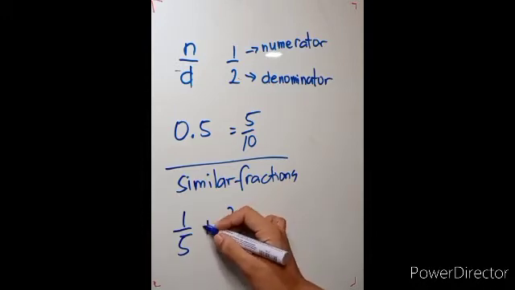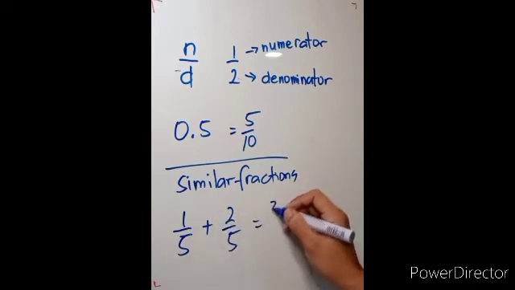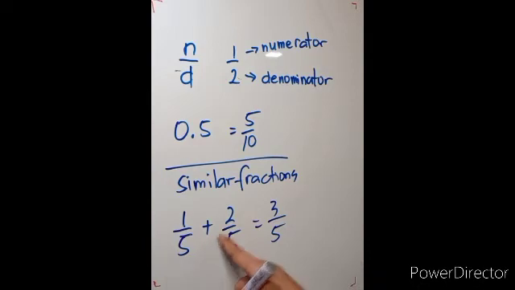So if we are going to add these, we have to add the numerators. So 1 plus 2, that is equal to 3. Then just copy the denominator. Therefore, 1/5 plus 2/5 is equal to 3/5. So that is adding similar fractions.